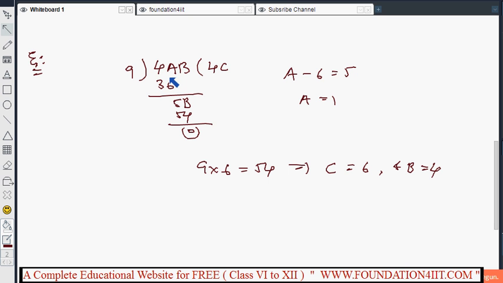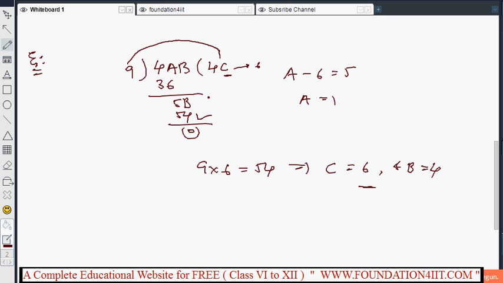Now 1 is over, and 1 is taken away from 4 on the left. Next we can take C equal to 6 and B equal to 4, because we are taking 9 into dash is 54, the last one. 9 into C is equal to 54, because it is the last one. That means 9 6s are 54. So compulsory C should be equal to 6.